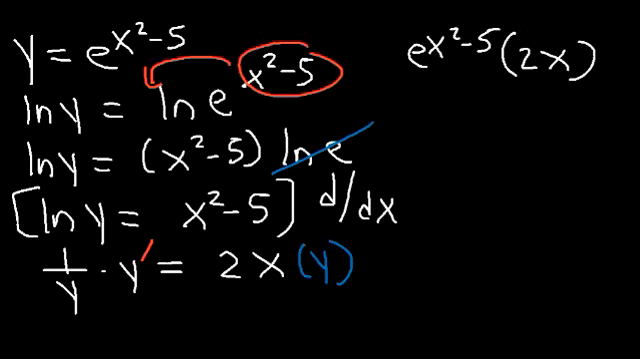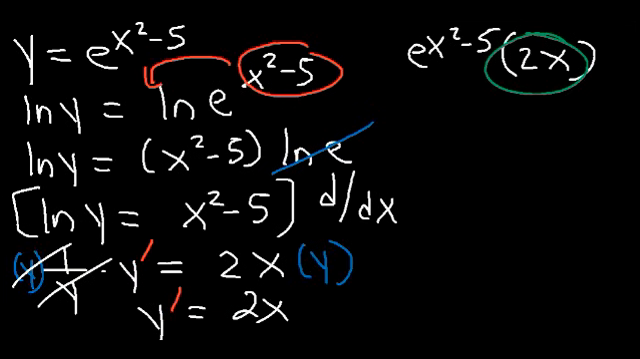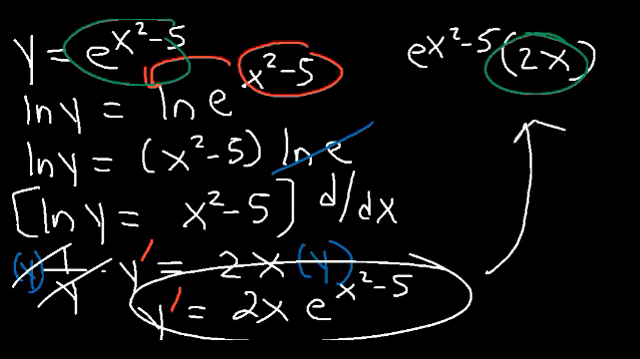So now let's multiply both sides by y, so that these cancel. So y prime, which is the derivative, is equal to 2x, which is right here, times y, and y is equal to e raised to the x squared minus 5. And as you can see, we get the same answer.